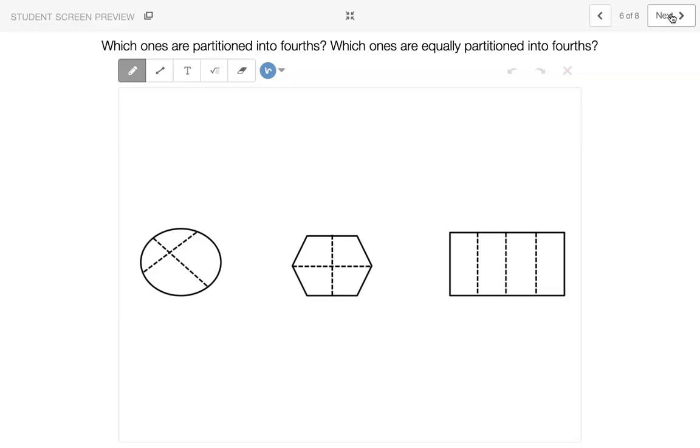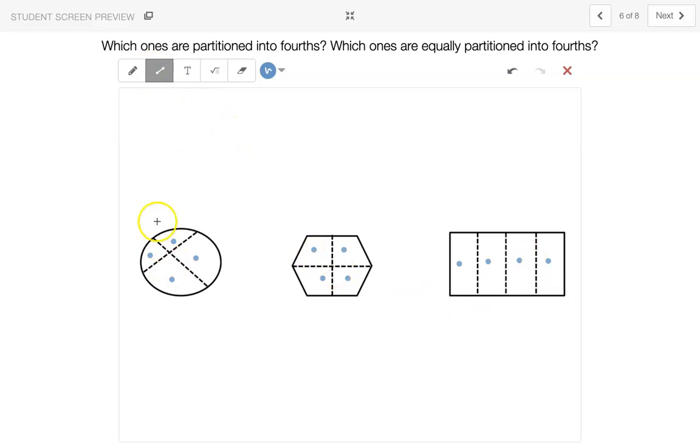So how about the fourths? Which ones are partitioned into 4 sections, and which ones are equally partitioned into fourths? So let's do a quick count. 1, 2, 3, 4 sections. 1, 2, 3, 4 sections. 1, 2, 3, 4. Now, which one of those looks like it might not be equally partitioned?